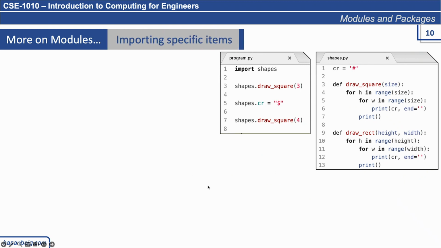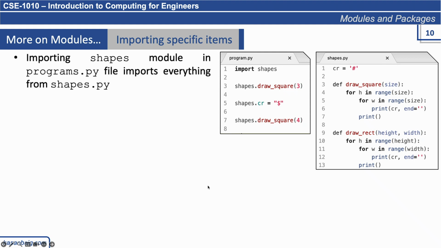So instead of importing the entire content, the shapes module that we have been using imports everything. Once we write import shapes, it imports whatever is written in this module. Remember, when we developed our program, we were only using the draw_square method. We were not using the draw_rect method. So what is the point of importing what we are not using?